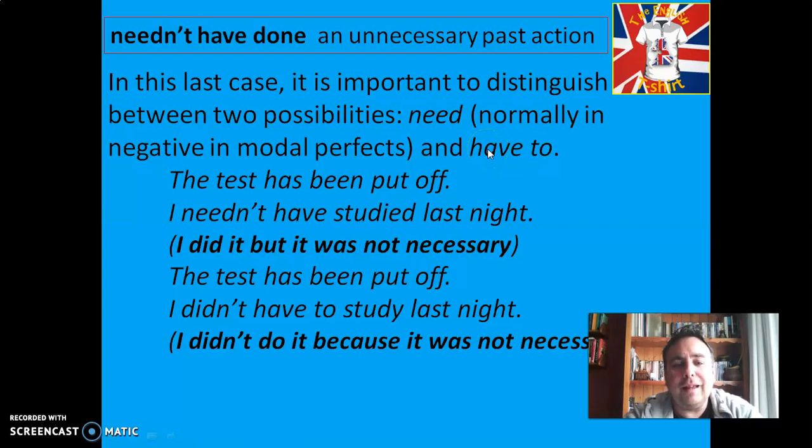For instance, in this example, the test has been put off. I needn't have studied last night. El examen ha sido retrasado. Yo no necesitaba haber estudiado anoche. I did it, but it was not necessary.